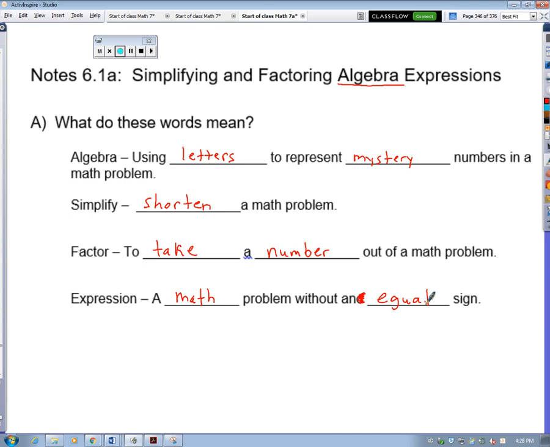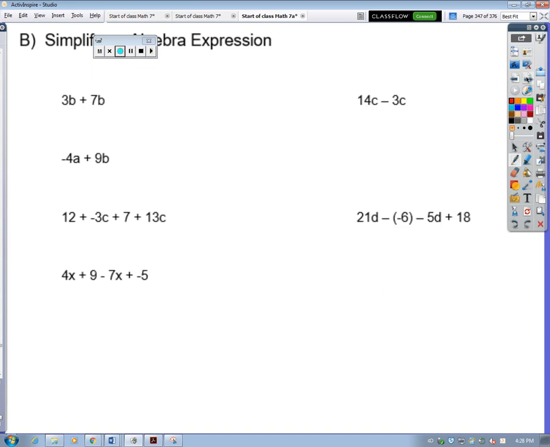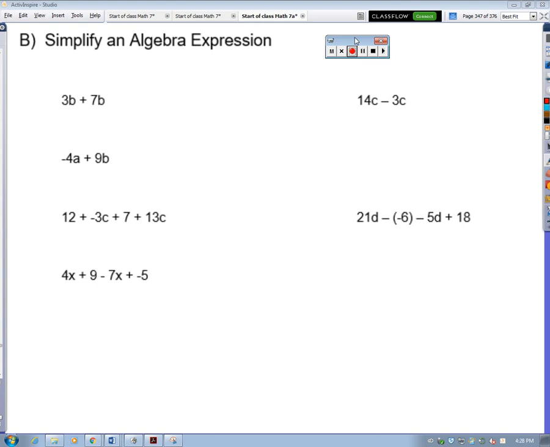Let me show you how it works. Here is our first set of problems. The first one we have here is 3b plus 7b. Notice it does not have an equal sign. All we're going to try and do is shorten this problem up a little bit. Here's how it works. You have 3b's, and I'm going to add 7b's to that. So if I have 3b's and I'm adding 7b's, that's just going to give me 10b's.